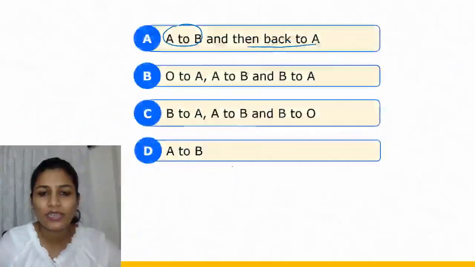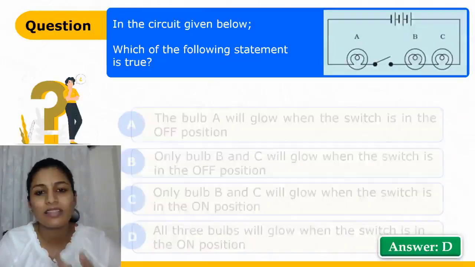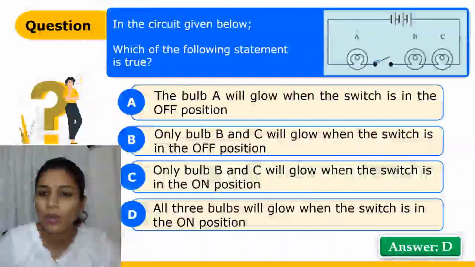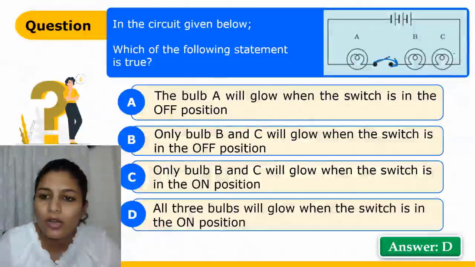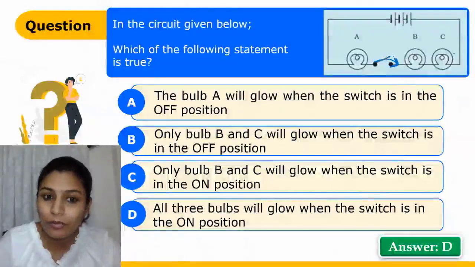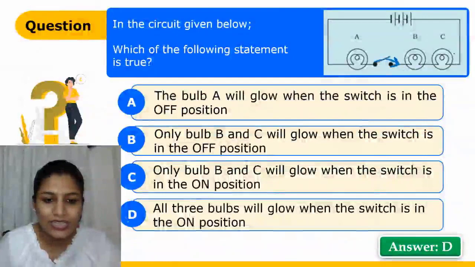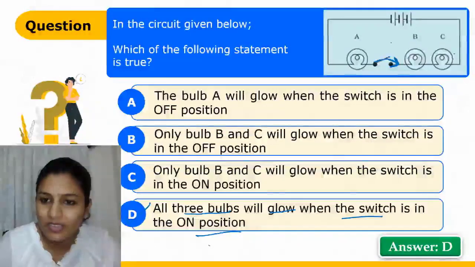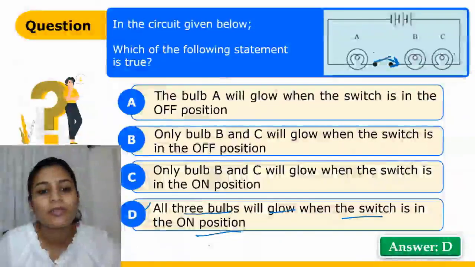Now let us move to our next question, which is, you have been given a circuit and the question is being asked that you have to tell which of the following statements are true. First of all, looking at the circuit, you can see that there is one switch and there are 3 bulbs. As we know, unless and until this switch is closed, the circuit is not going to be closed, and until and unless the circuit is closed, none of the bulbs is going to glow. So according to the situation, the correct answer is D, which says that all the 3 bulbs will glow when the switch is in the on position, because if it is not in the on position, the circuit will not be completed, and because of which none of the bulbs is going to glow.